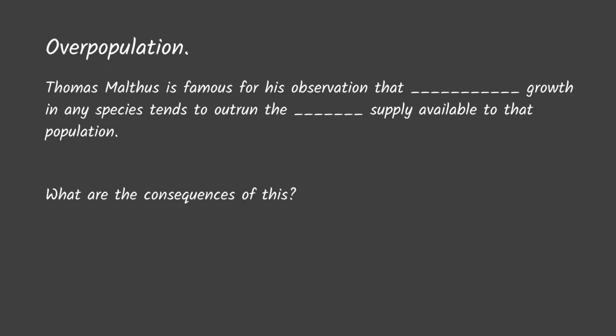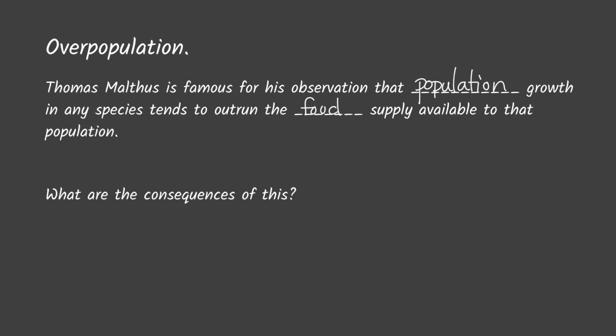And to start with, the main reason that resources are overused is due to overpopulation. And an English economist, actually, so nothing to even do with life science, but just an economist, Thomas Malthus, is really famous for this observation that populations grow faster than their food supply can keep up with. So, this is the idea that population growth in any species tends to outrun the food supply available to that population.